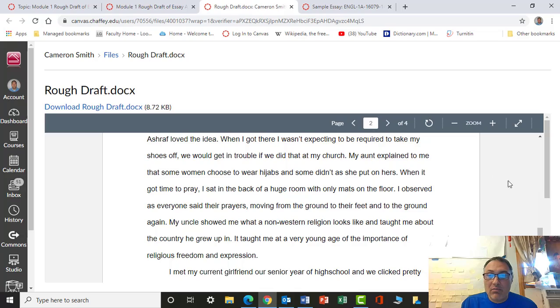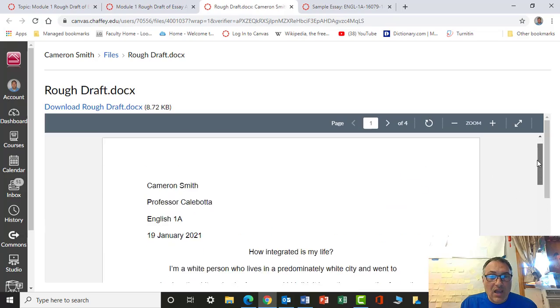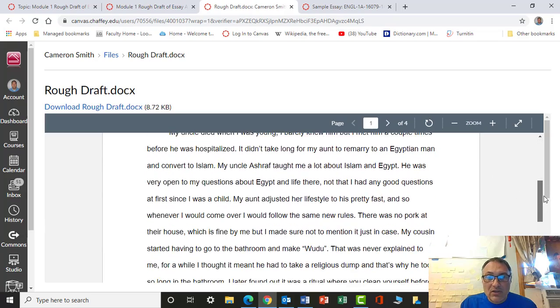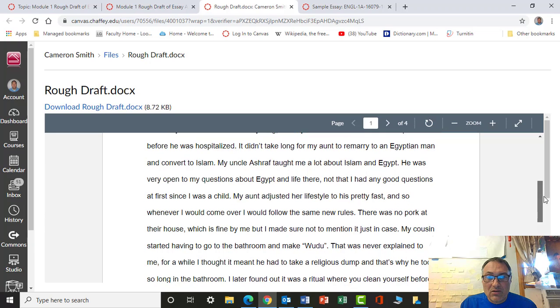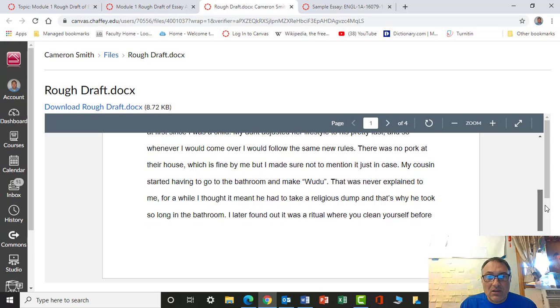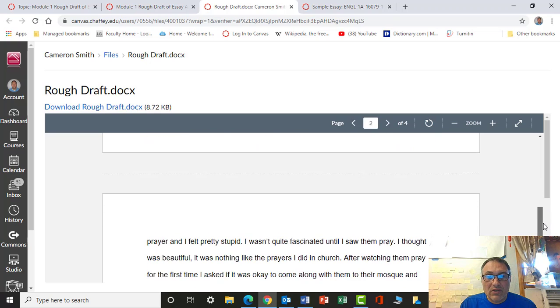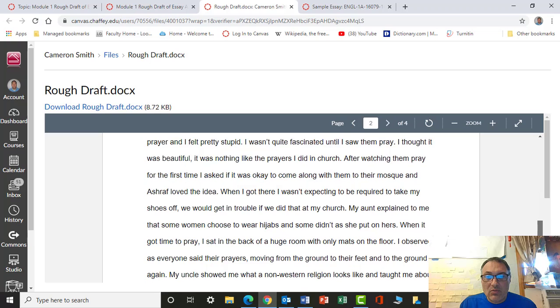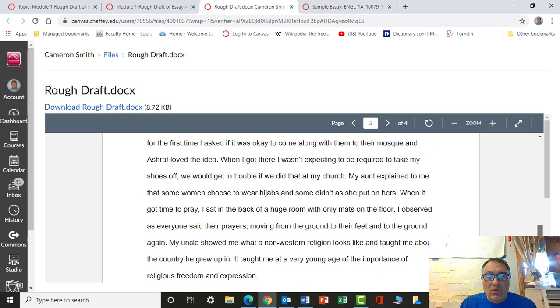So again, looking back at Cameron's, you notice that there's my uncle Ashraf, my aunt. This is what the experience was like living with them. This is what it was like when they took me to the mosque, right? We get lots of really good meat and cheese, but we need more bread, okay?